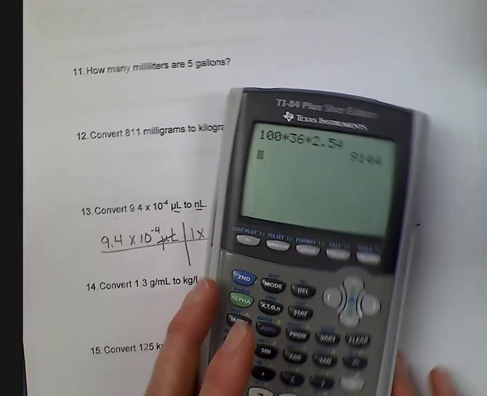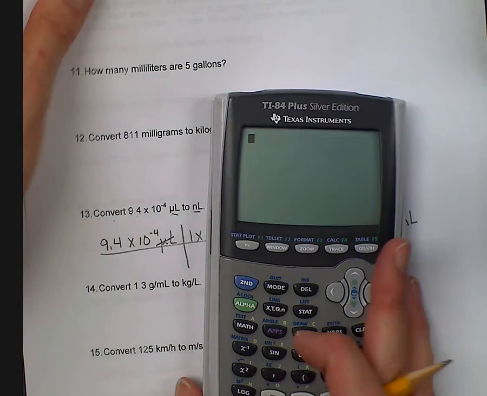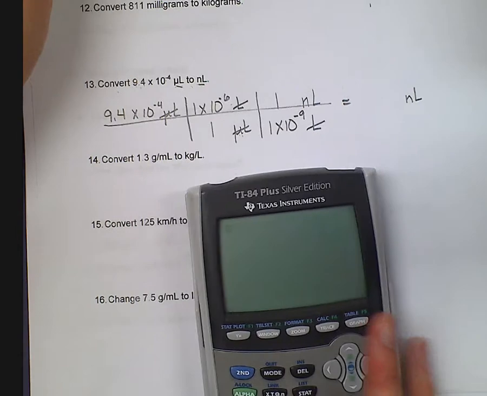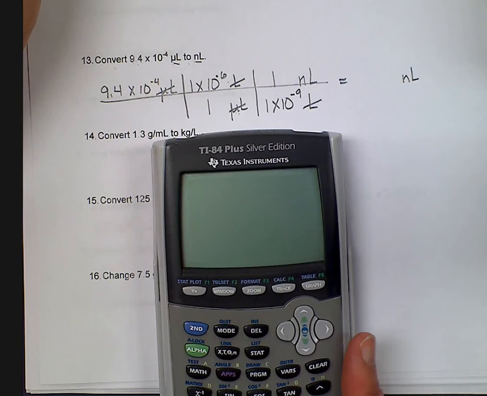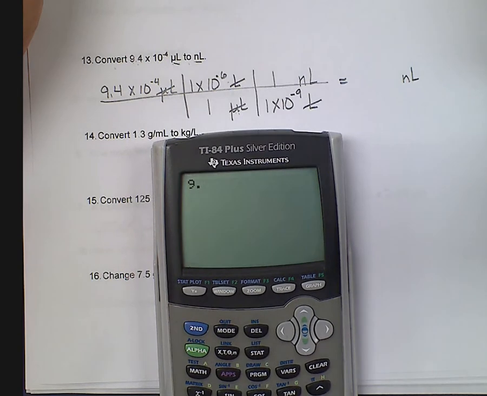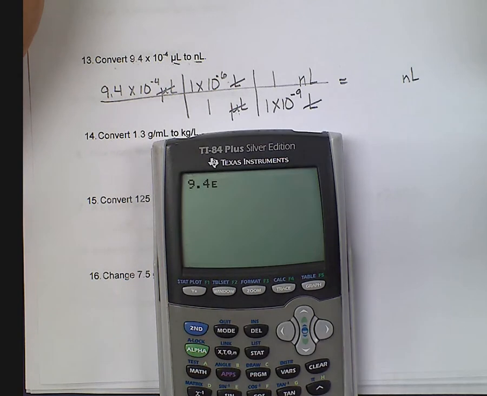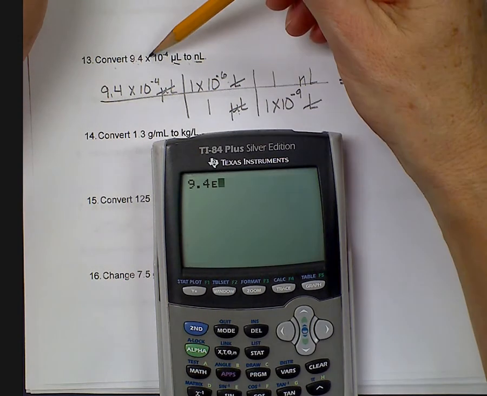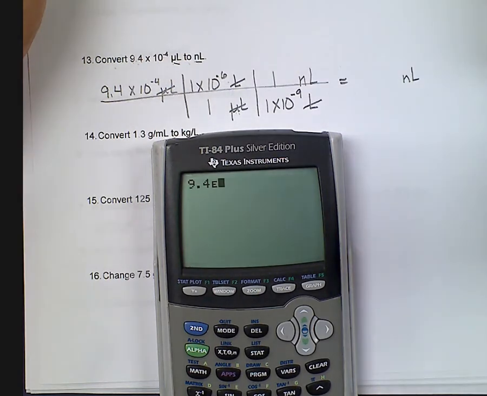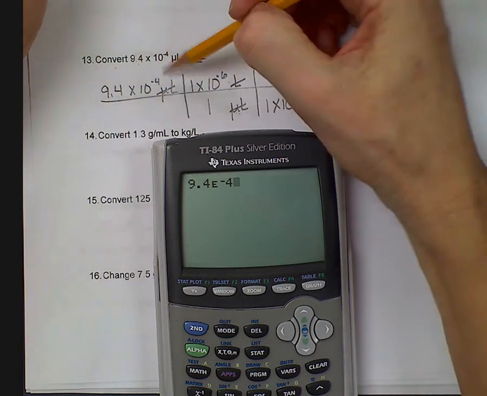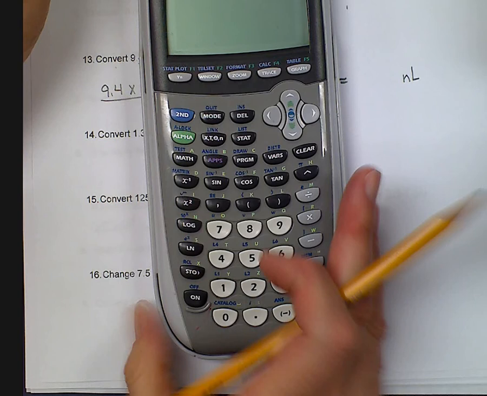Putting that into the calculator, please remember that since this is scientific notation that we're using here, we must use the scientific notation key on the calculator. So we've got 9.4, and we're going to use the exponent, or not the exponent, but rather the scientific notation key. And remember that E represents times 10, and we're going to put in a negative 4, not a minus 4, but use your negative key, the symbol that puts a negative on the number.